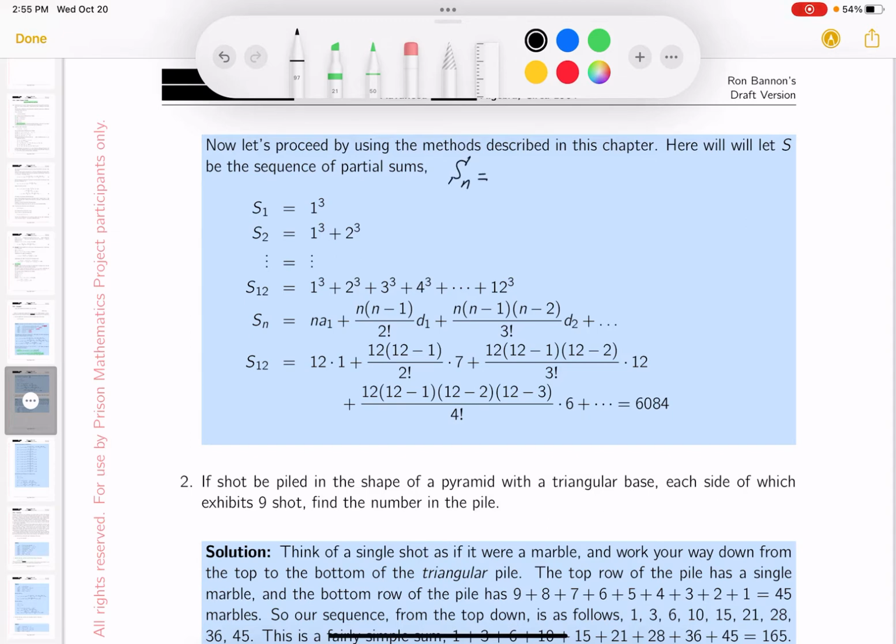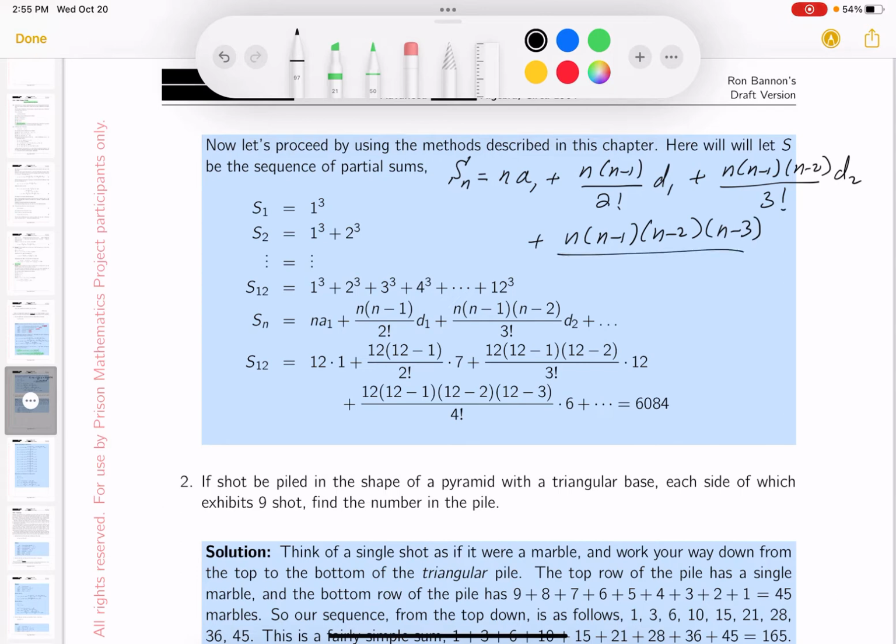all right, what's it going to be? Na1, I wasn't thinking, n minus 1 over 2 factorial d1 plus n minus 1. I forgot to put down another term, by the way. I thought I was at 3, but I wasn't. I was at d2, and that's a mistake I made. This is d2. That's a mistake I made before. Plus n minus 1, n minus 2, n minus 3 over 4 factorial, and that's going to be d3 now.